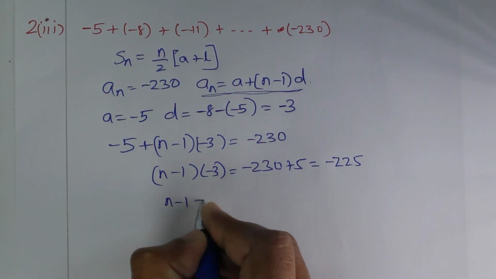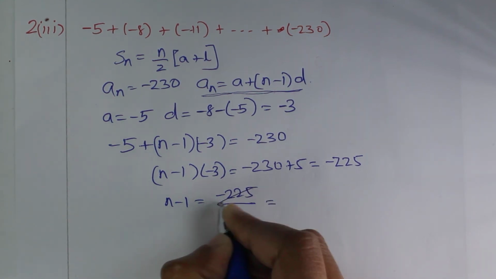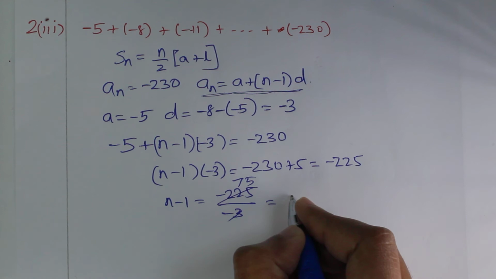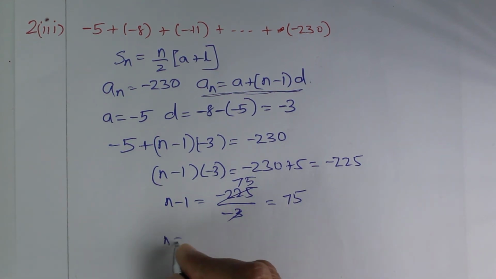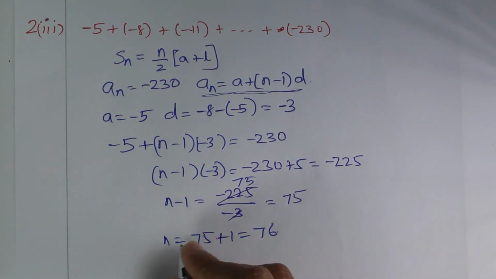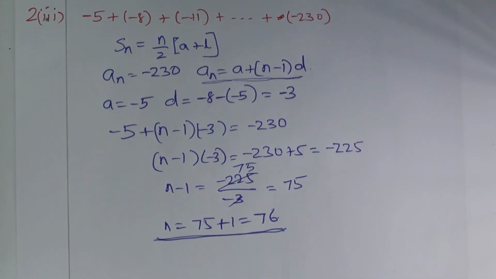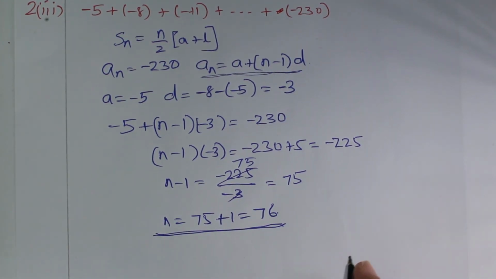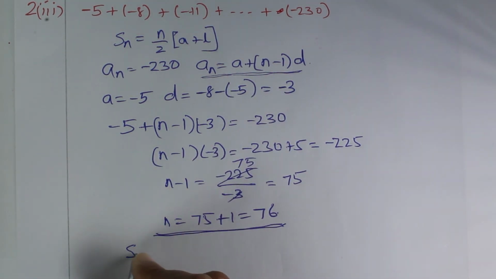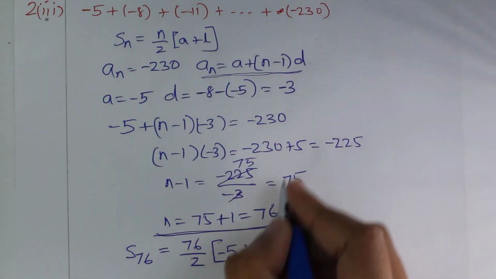And n minus 1 is equal to minus 225 divided by minus 3, that is equal to 75. N is equal to 75 plus 1, that is equal to 76. So there are 76 terms in this arithmetic progression. Now let's calculate the sum of the first 76 terms in this arithmetic progression. S76 becomes 76 by 2 into a plus l. A is minus 5 plus l is minus 230.